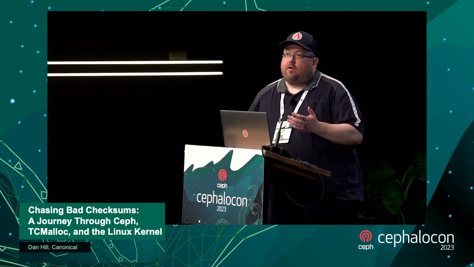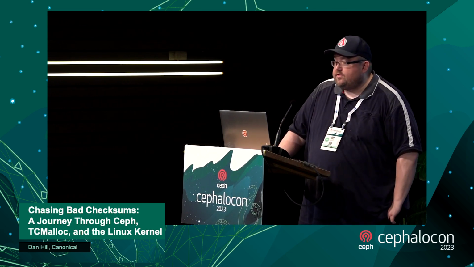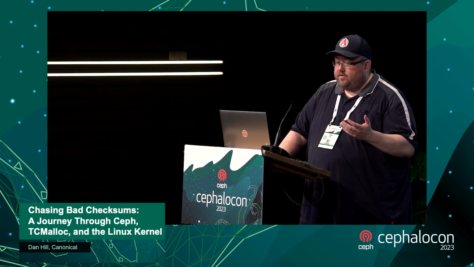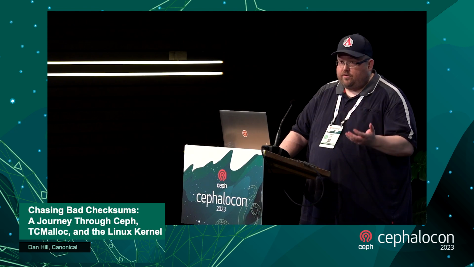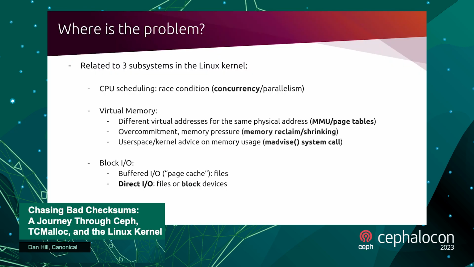So what was the problem in the kernel? There are three subsystems that are involved here. You have CPU scheduling, a concurrency issue. You have virtual memory with page table mappings and memory reclaim that occurs when the host is in memory pressure. And then you have this madvise free call and how it is implemented. Then you also have the block IO subsystem, which is using direct IO in this case.